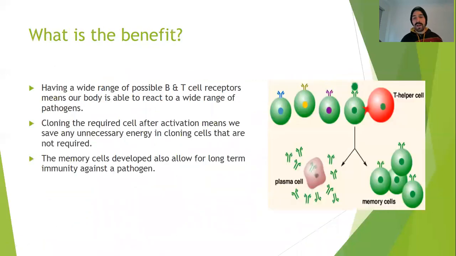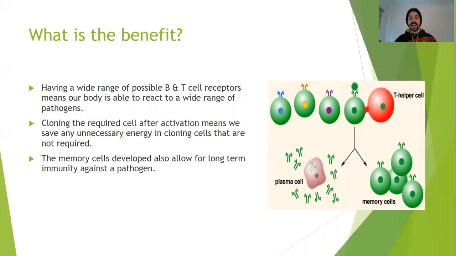So what's the benefit? Being able to do that means that our B and T cells are able to react to a wide range of pathogens. If we make millions and millions of different receptors, just by chance, when a pathogen comes into our body, we may have the right receptor to fight it off. It also means we save a large amount of energy. If we're only spending energy cloning cells that are required, we're saving all that energy rather than replicating and cloning all cells, so it's much more specific.